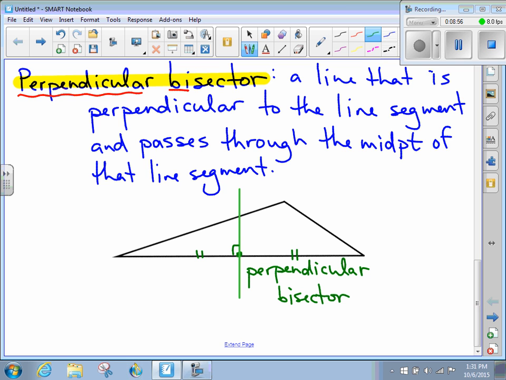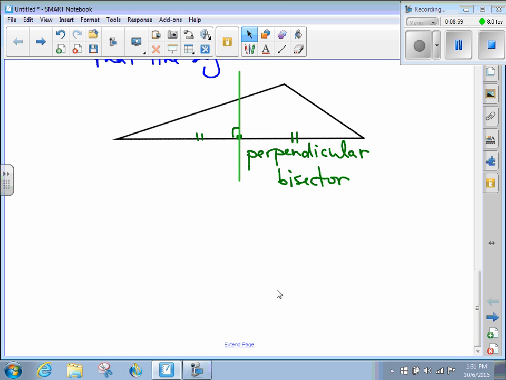If it's perpendicular, what do we know about the slopes? Perpendicular lines, if they hit at 90 degrees, have negative reciprocal slopes.